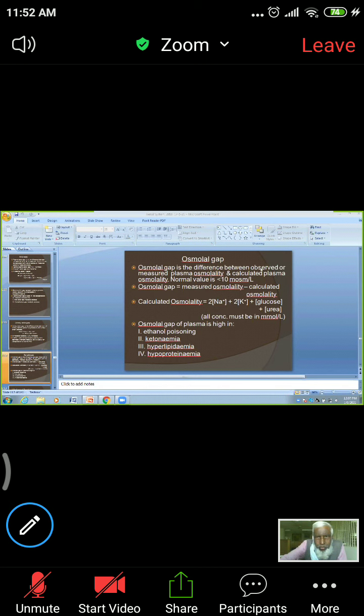Here there could be a problem. Observed means measured. Okay. And measured means it can be estimated through some instrument. The instrument used for measuring the osmolality is the osmometer. So the difference between observed osmolality and calculated plasma osmolarity. Calculated plasma osmolarity can be estimated from the concentration of sodium, potassium, glucose, urea. Okay.